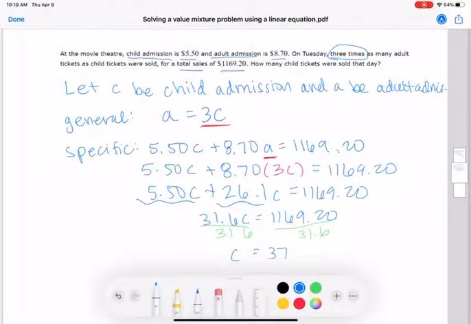What were we talking about here? We're talking about the number of tickets, right? So 37 tickets. And it asked us to find out how many child tickets were sold that day. And we said C was child tickets, so the answer would be 37 tickets. Let's try one more.